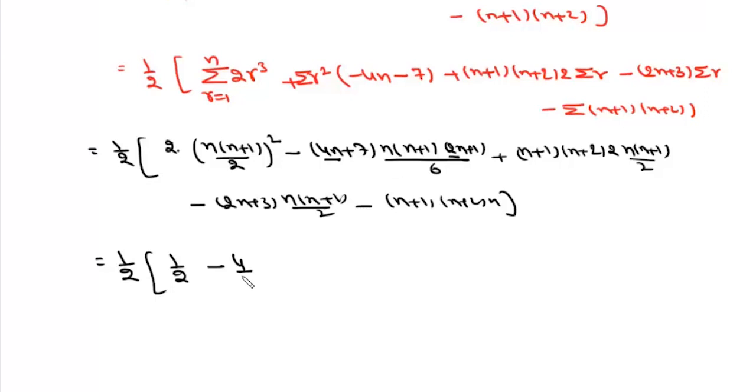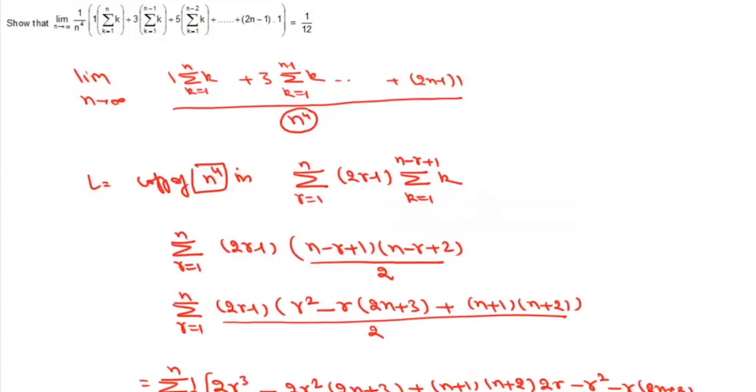So there will be minus 4 by 3 and plus, here this 2 and 2 will cancel, plus 1. And there is no other term containing n to the power 4. Now this is 1 by 2. And then 1 by 2 minus 4 by 3 plus 1. So there will be minus 1 by 3. And there will be 1 by 6, which is 1 by 12. So the answer to this limit is 1 by 12, and that is what we need to prove in this question.